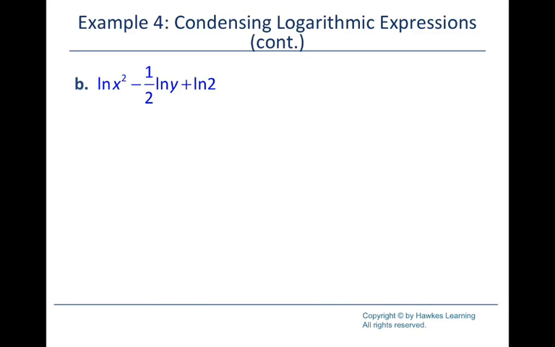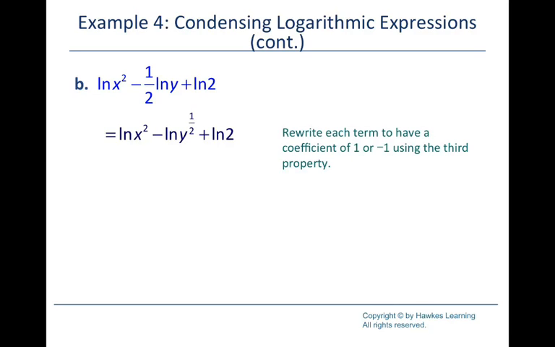Natural log of x squared minus 1/2 natural log of y plus natural log of 2. So this time they just put the 1/2 up on the y.